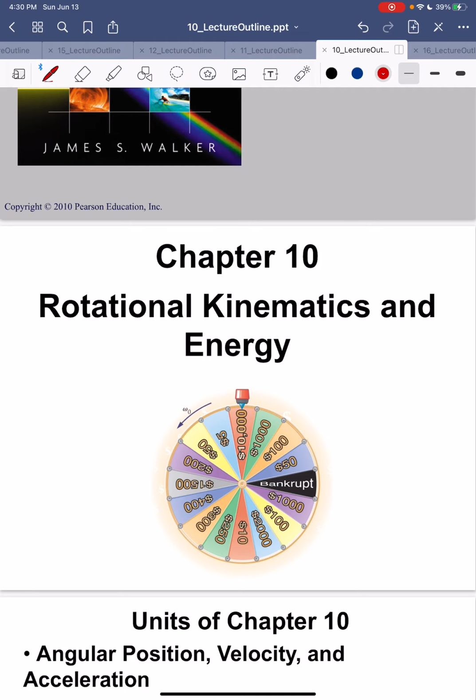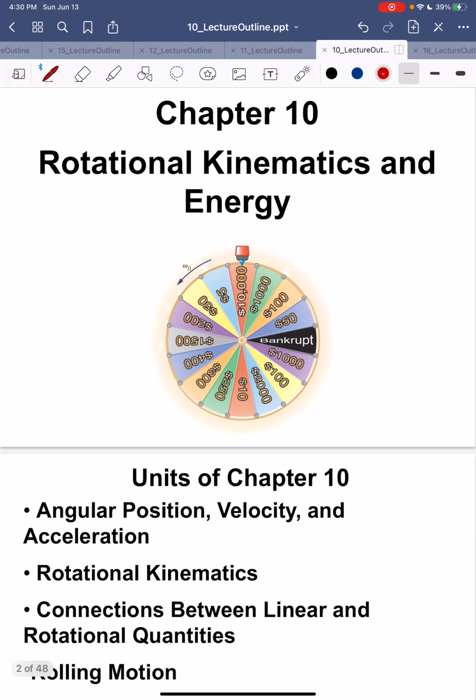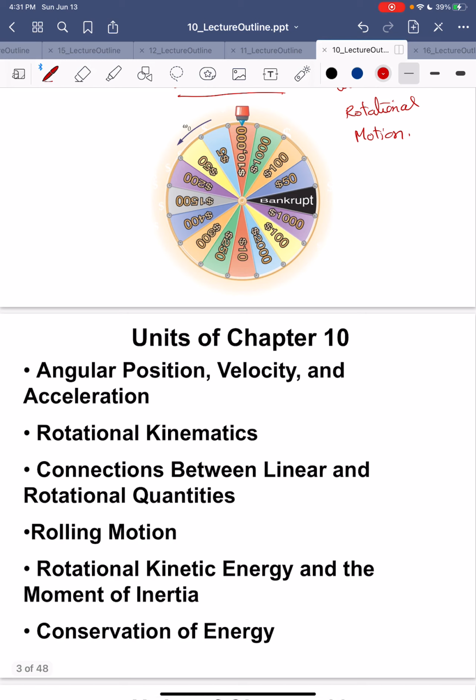Okay? We are going to introduce in this chapter the kinematics, which means we will describe rotational motion the same way that we did describe linear motion. By the end also, we are going to talk about energy and how this is applied when we have objects that are rolling, or in general, how to include rotation in our conservation of energy.